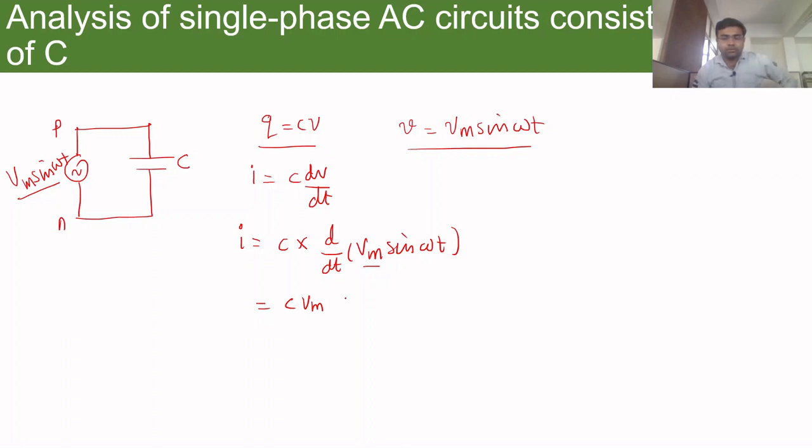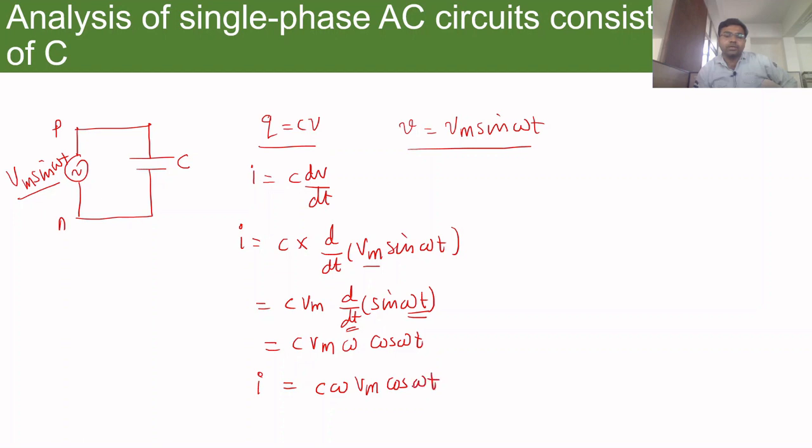So therefore differentiation of sine omega t. Now differentiation of sine omega t is nothing but cos omega t. So cos omega t, and differentiation of omega t with respect to time will give us omega. So in short, what we have is I equal to C omega into Vm into cos omega t.